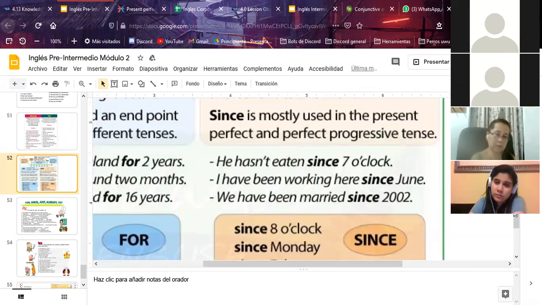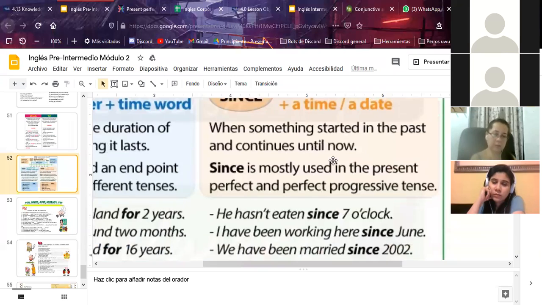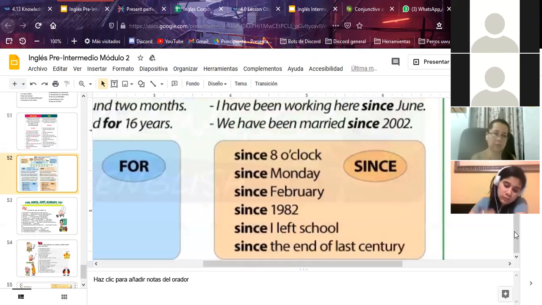For example, he hasn't eaten since 7 o'clock. I have been working here since June. We have been married since 2002. So this one, as you can see here, is when something started in the past and continues until now. And there are other time expressions that we can use with since: since 8 o'clock, since Monday, since February, since 1982, since I left school, since the end of last century.